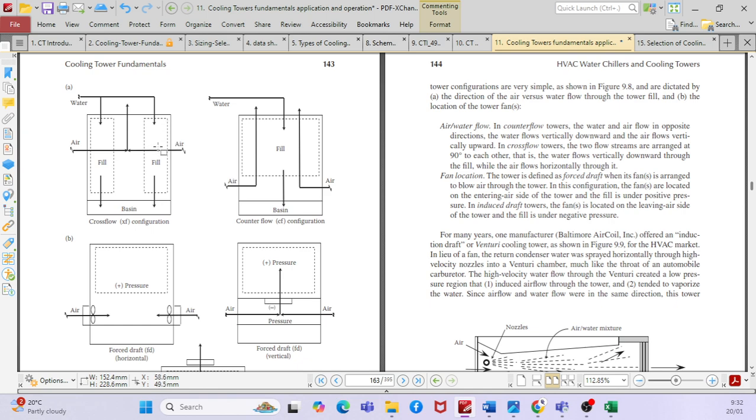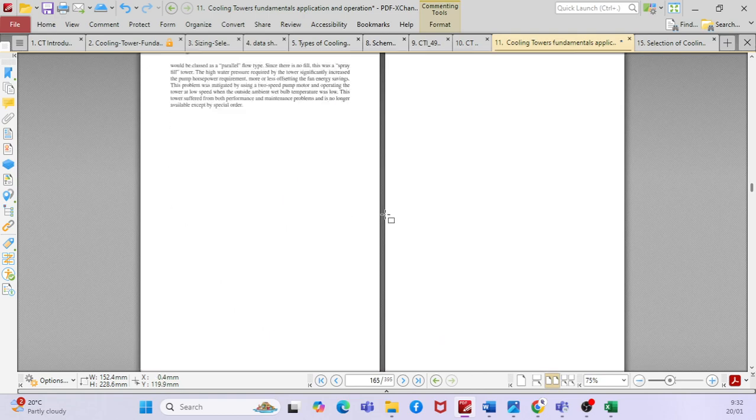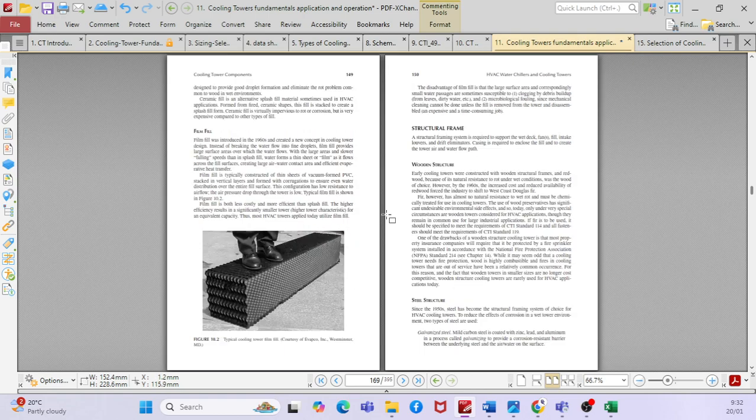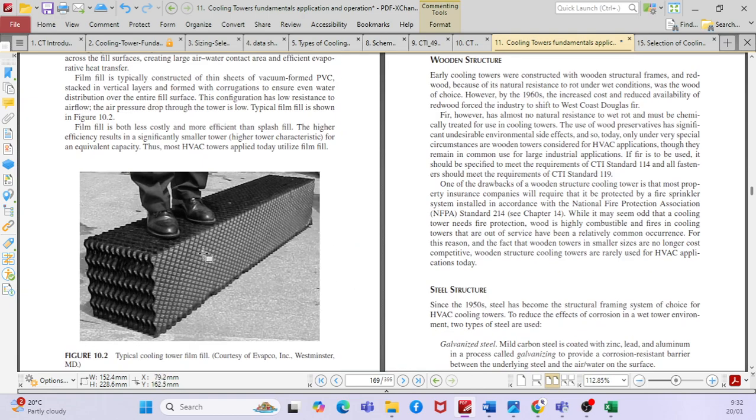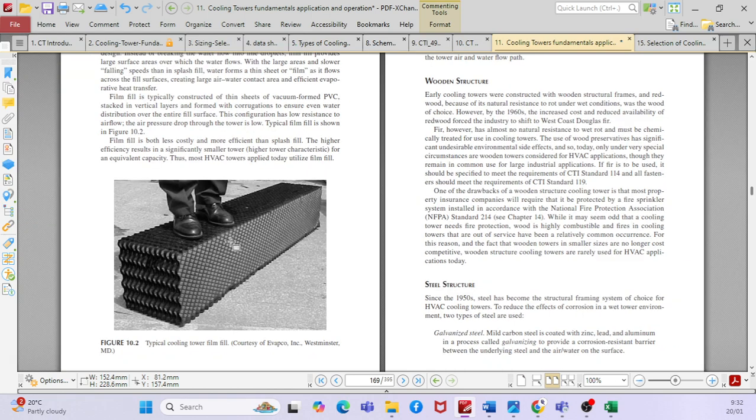So what is this fill basically? When you say fill, you can see this component. It has this honeycomb structure. Water will basically be dropping onto it, and then the air passes. But the air and water don't mix, right? It's like a heat exchanger essentially? No, it will mix. It will mix.